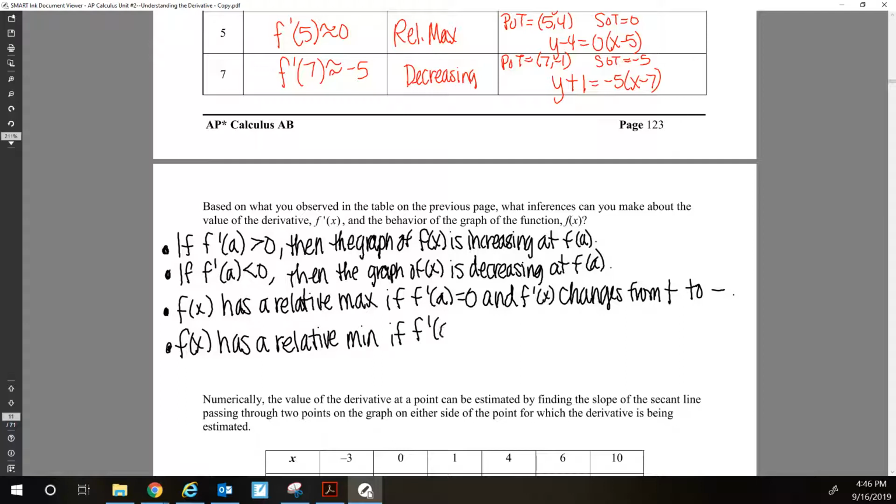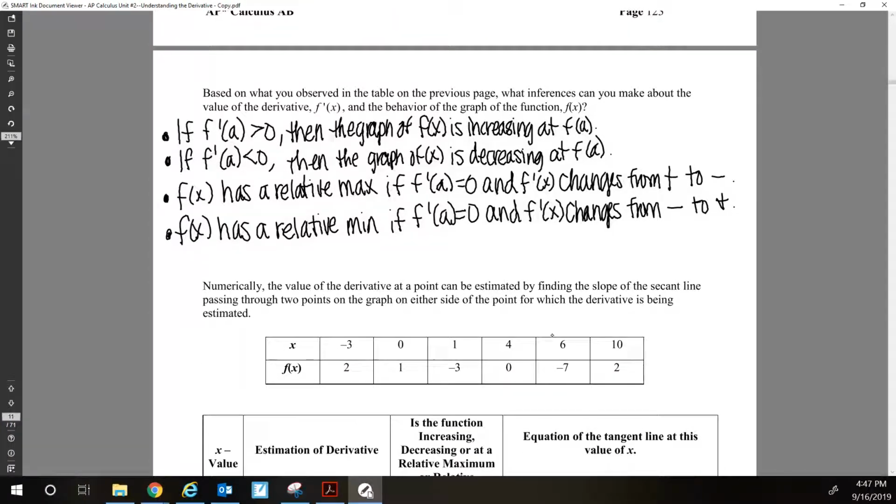if f prime of A, what is f prime of A? Derivative, the slope of the tangent line, keep drilling that home. If the slope of the tangent line is 0 and our derivative changes from negative to positive. In other words, our graph itself goes from decreasing to increasing on either side. All right, so that's what we can pull from that table.